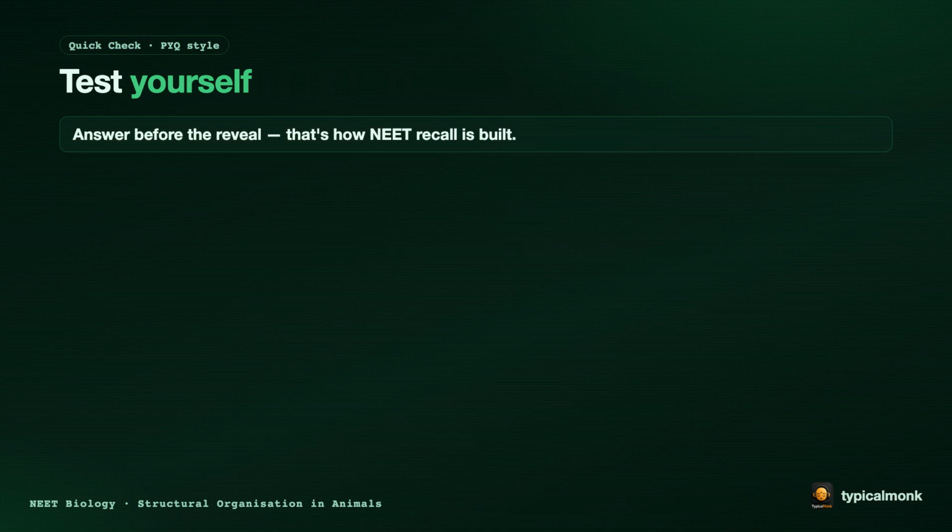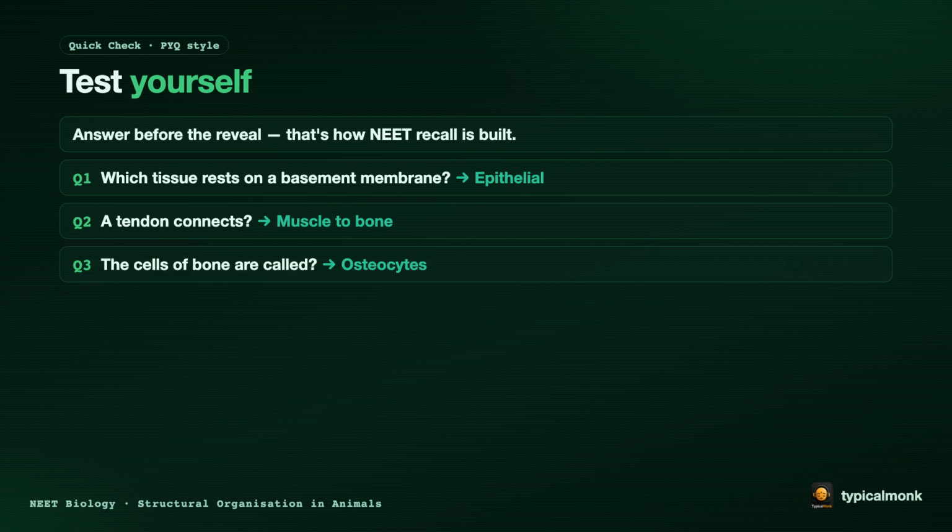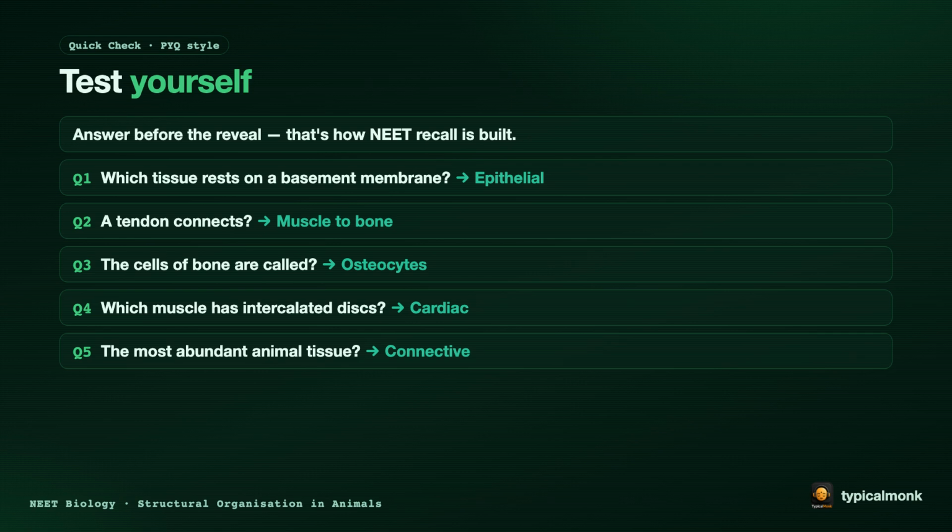Now, test yourself. Think of each answer before it appears. Answer first. That is how you build strong NEET recall. First question: which tissue rests on a basement membrane? The answer: epithelial. Second question: what does a tendon connect? Muscle to bone. Third question: what are the cells of bone called? Osteocytes. Fourth question: which muscle has intercalated discs? Cardiac. Fifth question: which is the most abundant animal tissue?